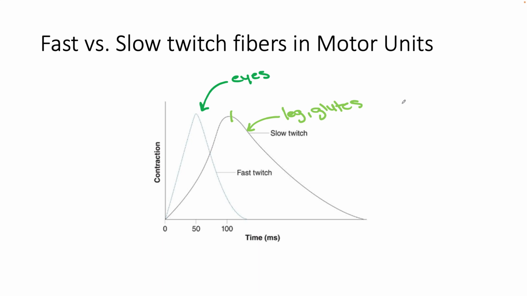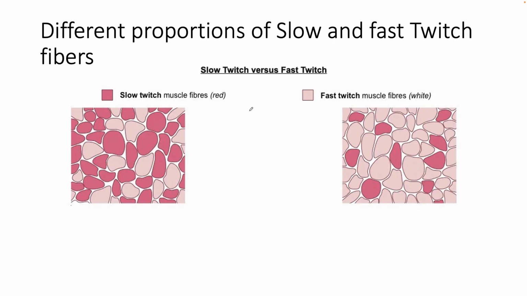And this is why in your legs you have like 1,000 of these guys, because they're not very strong. Whereas in your eyes, you might only have 23 fibers in a motor unit. Let's take a look at what they look like. So if you look over here on the left-hand side, the slow twitch muscle fibers, remember these are the ones that contract slowly and relax slowly, are shown in a darker red. The fast twitch muscle fibers are kind of in a white or pink color on the screen.